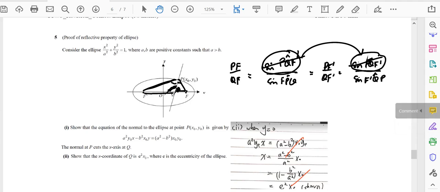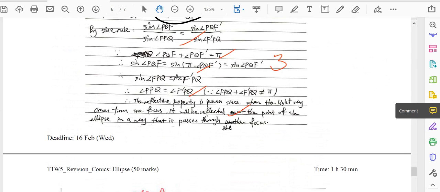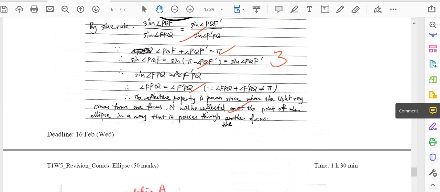So therefore, this sine is equal to this sine. Because they're both acute in this case, the angles have to be equal. That proves the reflective property of the ellipse. Any light ray that emerges from one focus will converge, after bouncing off the ellipse, into the other focus. So that is the reflective property.